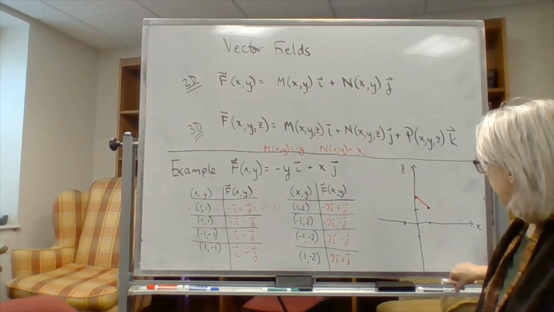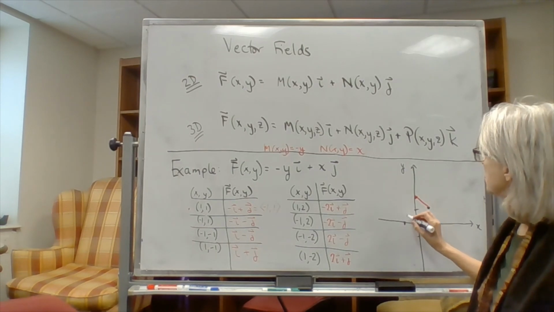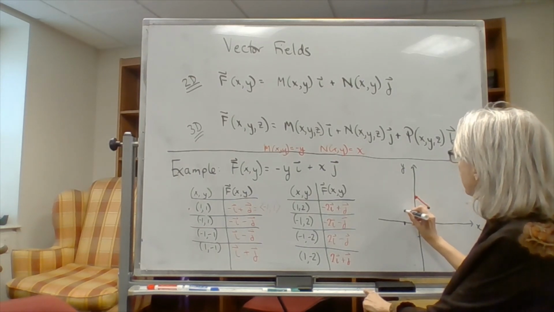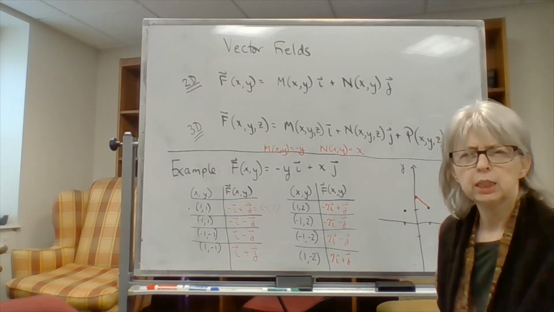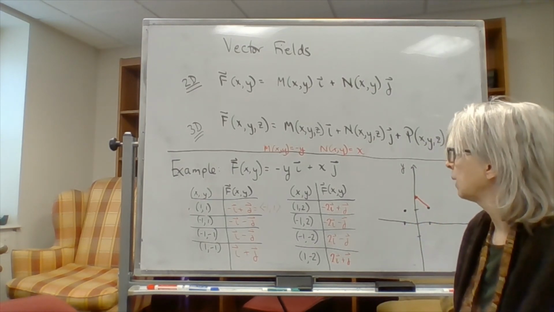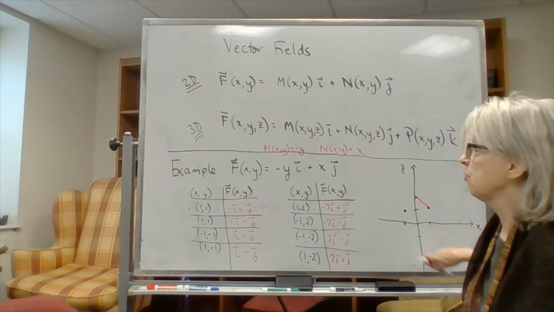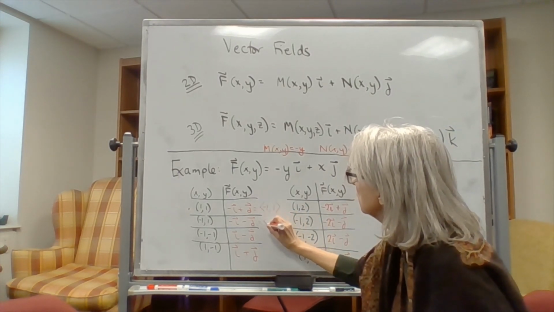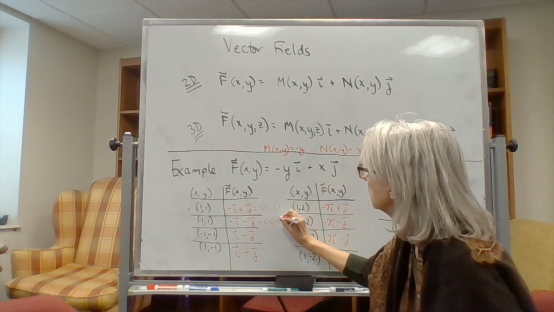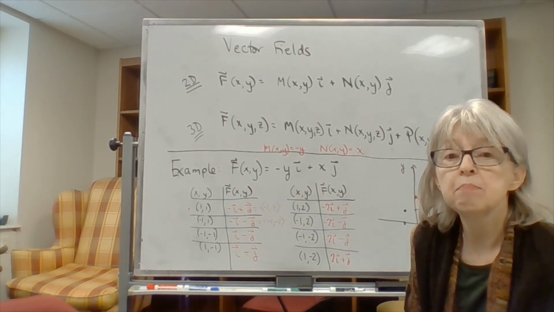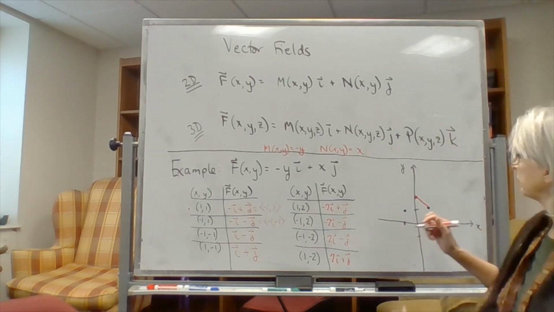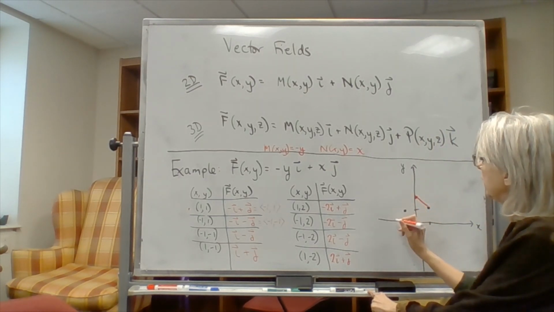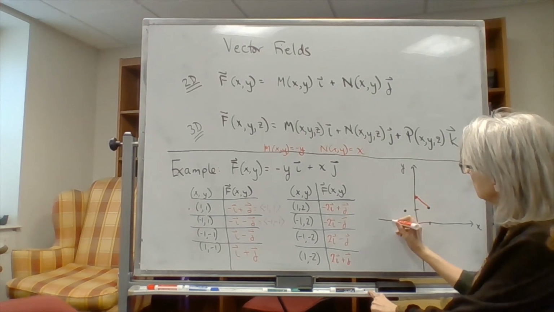When I plug in minus 1, 1, I'm talking about that point. Pretend that these are straight. And what I get out of my vector field is minus 1, minus 1. So from here I go left 1, down 1.